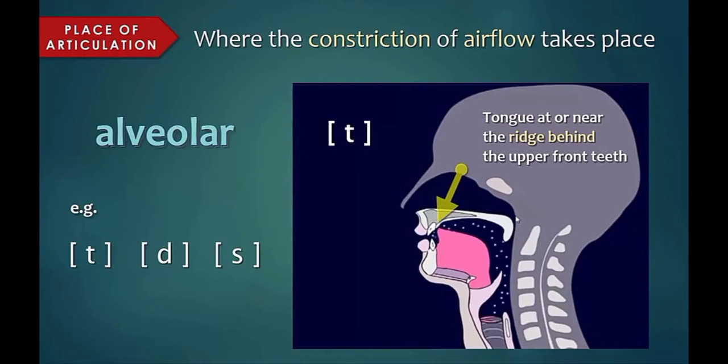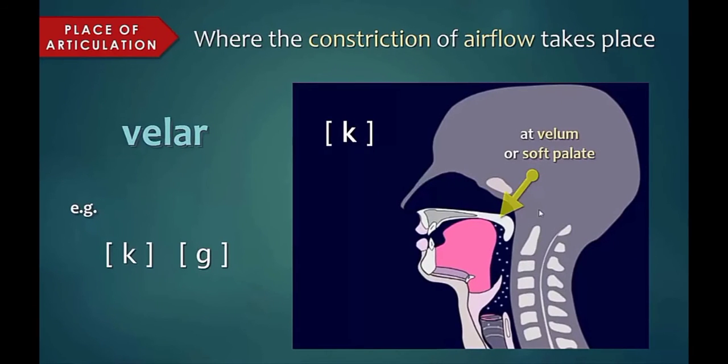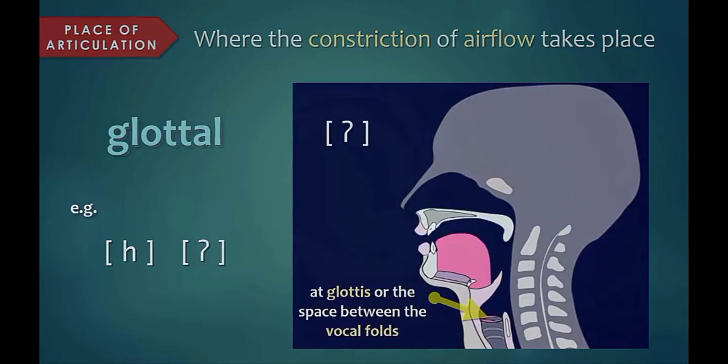Alveolar sounds are produced with the tongue at or near the ridge right behind the upper front teeth, such as t, d. Palatal sounds are produced at the hard palate, or the roof of the mouth. Velar sounds are produced at the velum, or the back of the throat, such as k, g. Glottal sounds are produced at the glottis, or the space between the vocal folds, such as h, and the cut in the throat, as in Batman.